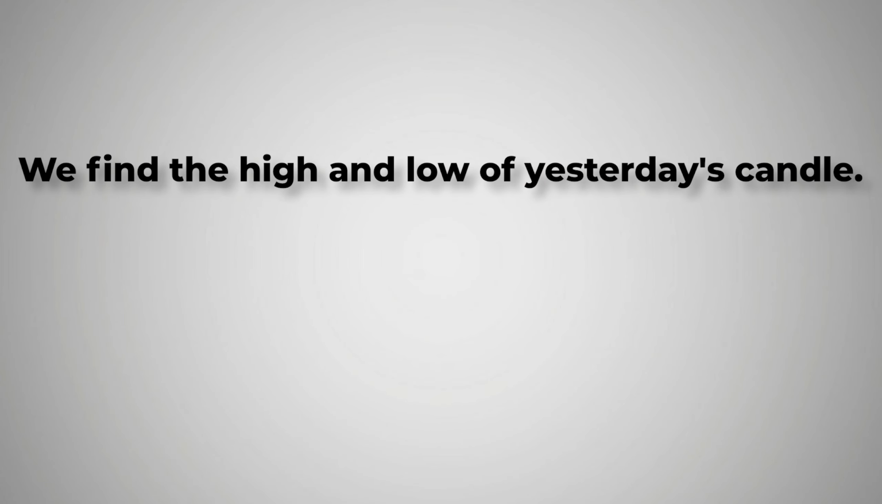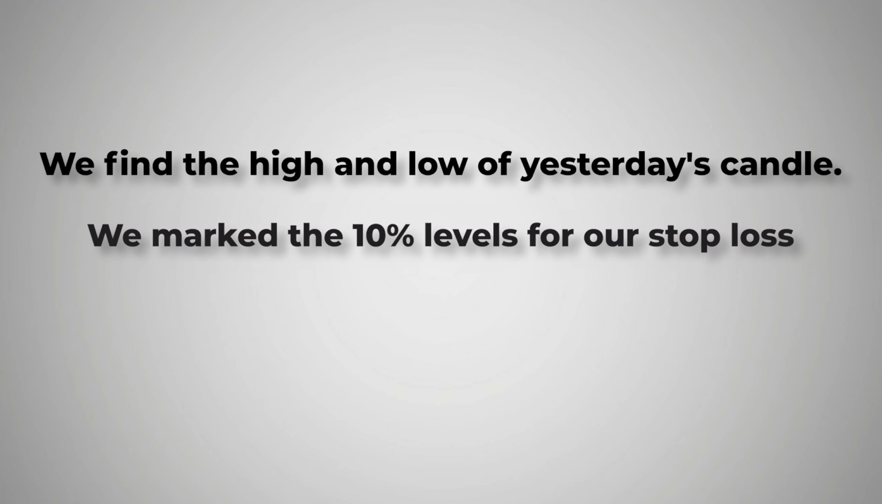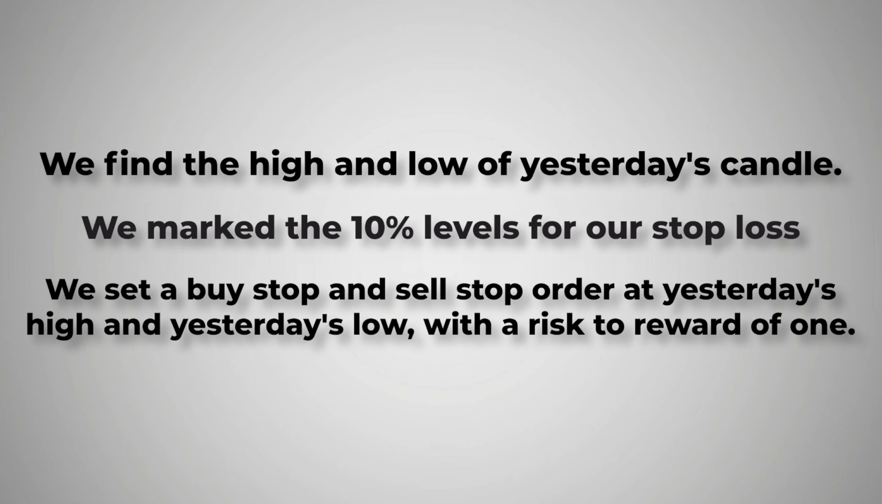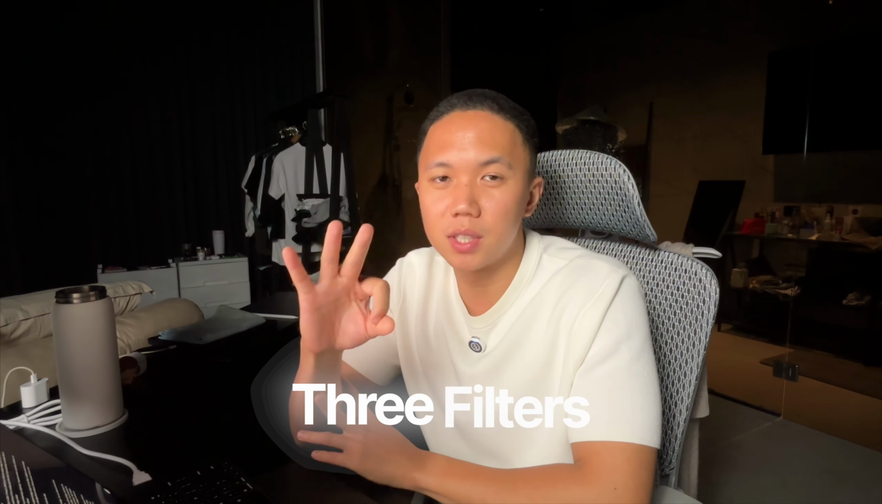So that is the original version of the strategy in a nutshell. We find the high and low of yesterday's candle. We mark the 10% levels for our stop loss. And we set a buy stop and sell stop order at yesterday's high and yesterday's low with a risk to reward of 1. Now I will be revealing the 3 filters I added to double the strategy's returns.